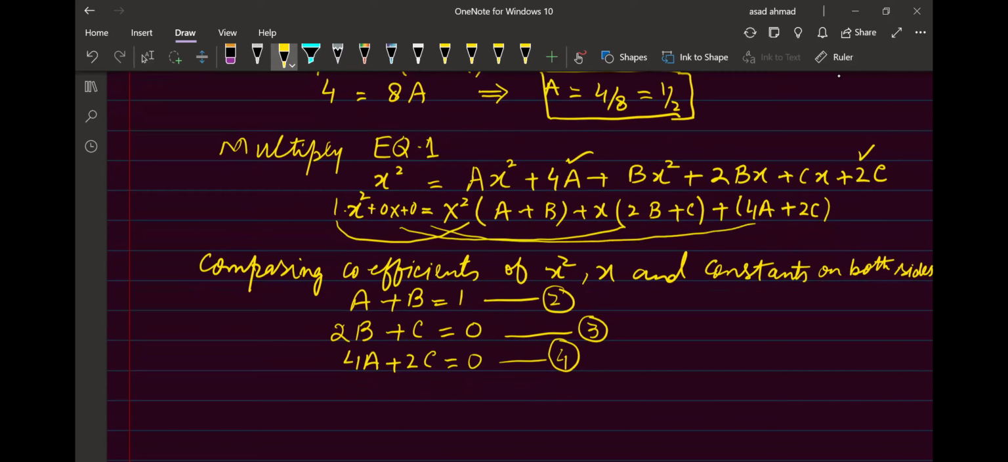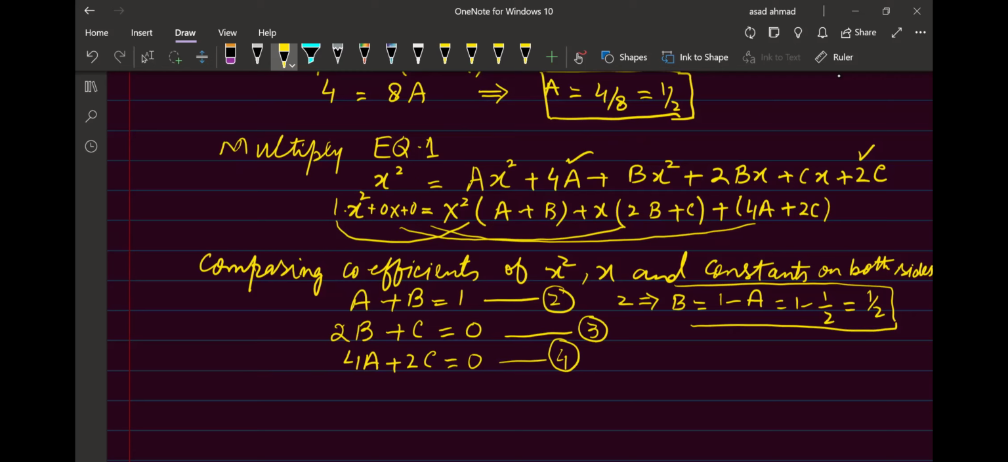Now the value of A is already there, so we can derive the value of B from equation number 2. How? B is equal to 1 minus A, which is half. So by simplification, you will get B equal to half from equation number 2. It is the value of B, so you can box it like this one.